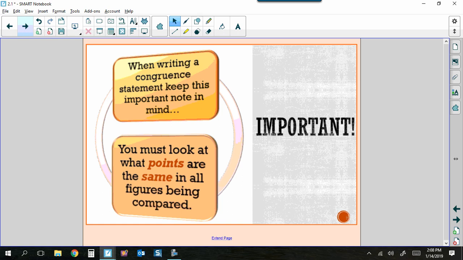An important note, when writing a congruence statement, keep this important note in mind. You must look at points that are in the same place when you're comparing shapes. So if you're looking at two triangles, you're going to look at points in the two triangles that are in the same place. If you're looking at two rectangles, you have to look at the different vertices in the two, and you're going to compare points that are in the same place as one another. Or sort of like if you were to compare, for congruence, identical twins. You would compare their right hand to their right hand. You would not compare their right hand to their left hand.